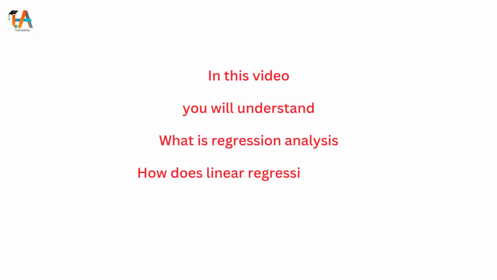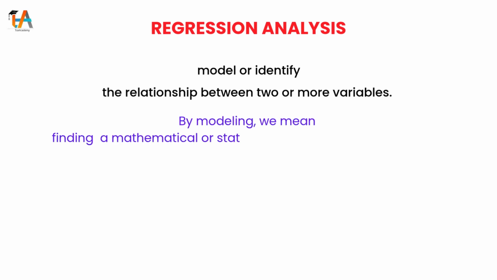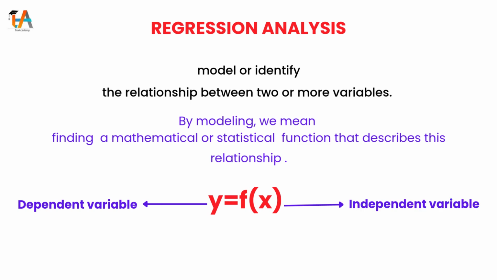In this video, you will understand what is regression analysis, how does linear regression work, and how it is implemented, but in a very simple way. Regression is used to model or identify the relationship between two or more variables. By modeling, we mean finding a mathematical or statistical function that describes this relationship. This function could be like y = f(x), where y is the dependent variable, and x is the independent variable.